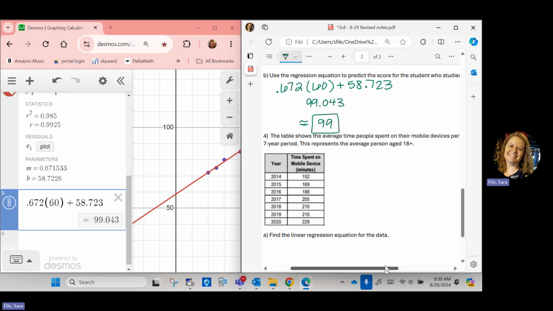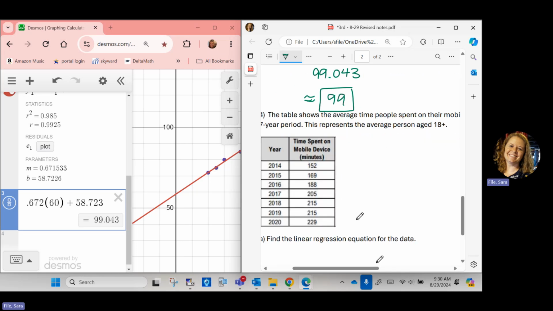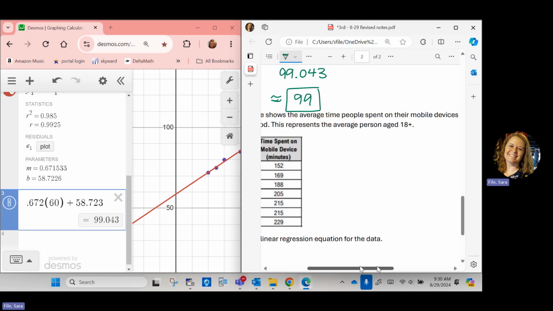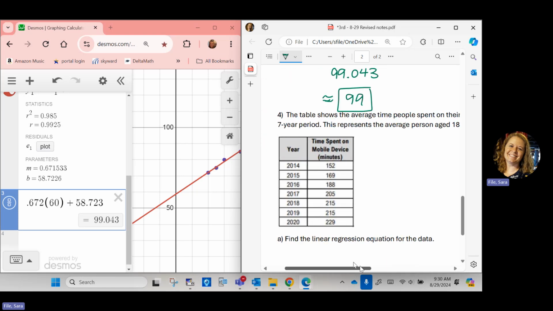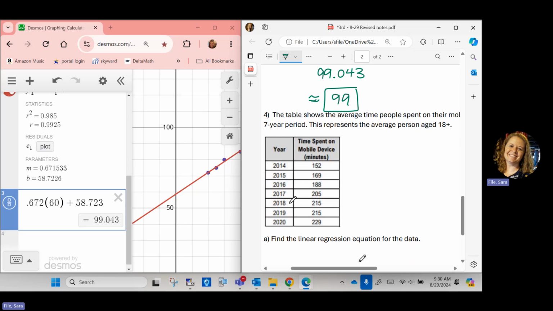Okay, now this one gives us in years, it tells us the year. So from 2014 to 2020, we have the data on the time spent on the mobile device in minutes. Okay, and it says in the question, this is the average time people spend on their mobile device per day. This is data taken over a 7-year period. So this is the average daily minutes spent on their cell or their mobile device, from 2014 to 2020, for adults 18 plus.